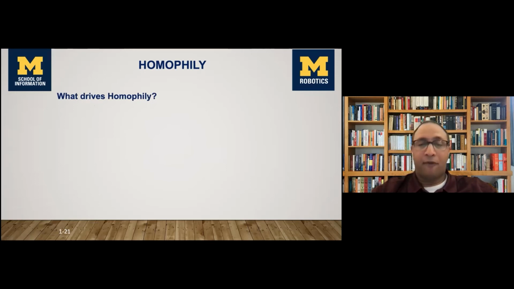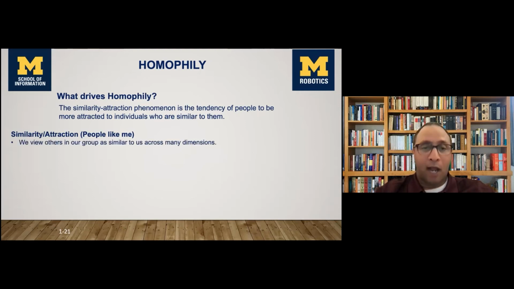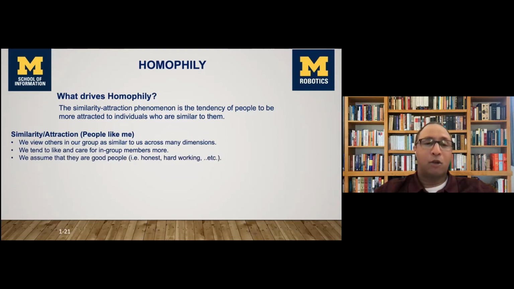What drives homophily? Basically, according to the similarity-attraction phenomenon in social science, people tend to be attracted to people like them. It could be anything: race, gender, nationality. But people who I think are like me, I tend to think they're like me in a lot of different dimensions, unreasonably, unrealistically. And I tend to care more for people who I see are like me or in my in-group. I tend to assume those people are good, because they're hardworking and honest.